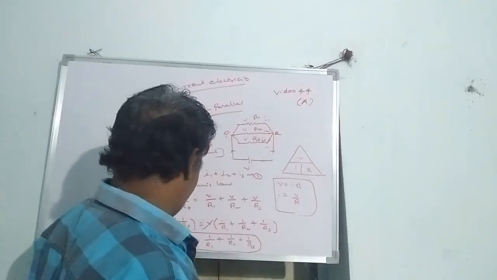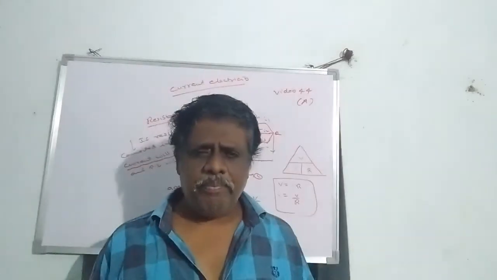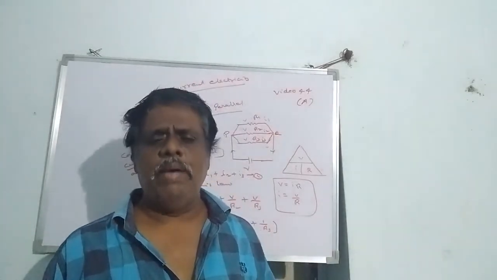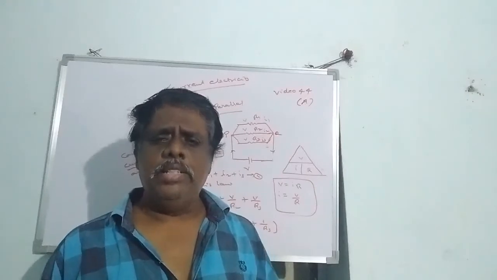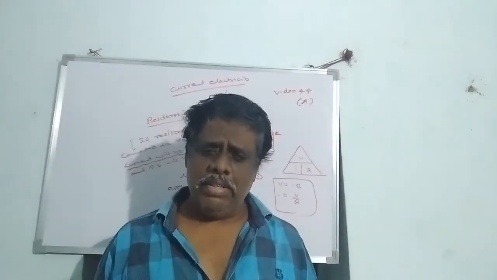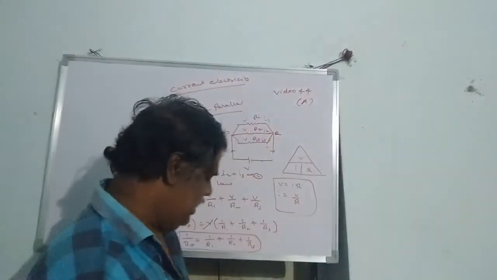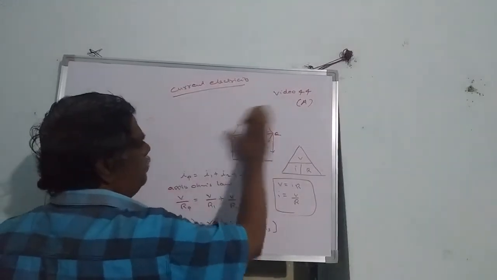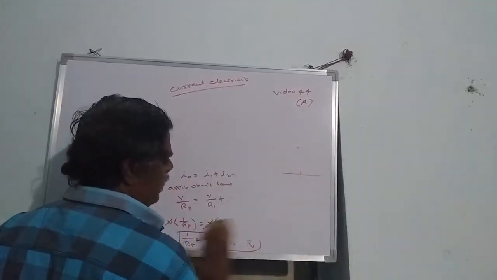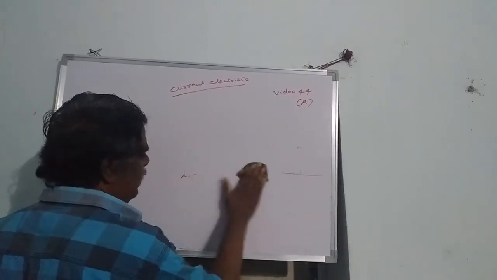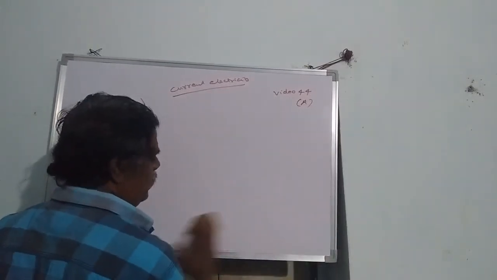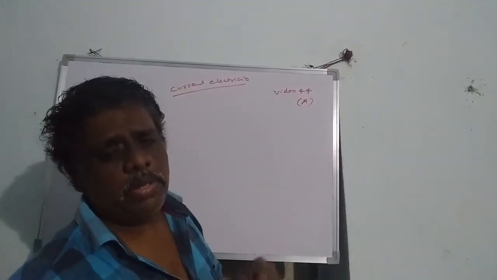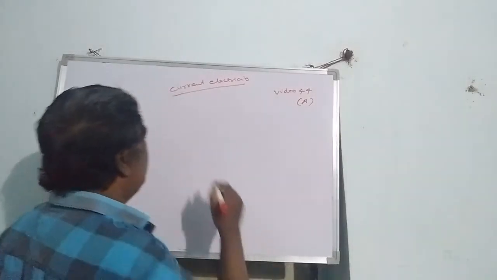So in parallel combination, the reciprocal of the effective resistance, or combined resistance, or total resistance, will be equal to the sum of the reciprocals of the resistances of the individual resistors. This is about resistors in parallel combination. Next, what are the laws of resistance? On these laws also we will solve some problems. So the laws of resistance.